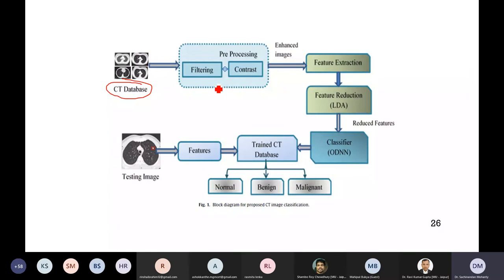Here the pre-processing filters are applied, and noise is removed by any filter technique. Then we construct the images. After constructing the images, we use feature extraction. The extracted features I pass to the LDM method. After that, we use the classifier ODNN. So this is called the optimal deep neural network technique.